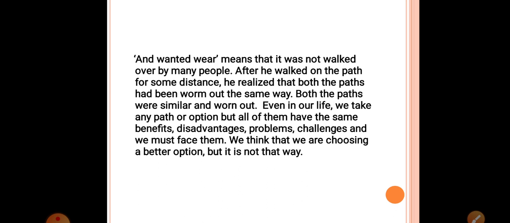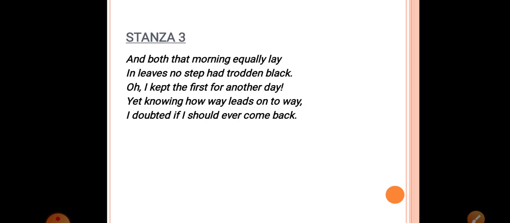Even in our life, we take any path or option, but all of them have the same benefits, disadvantages, problems, and challenges, and we must face them. We think that we are choosing a better option, but it is not that way. Stanza 3. And both that morning equally lay, in leaves no step had trodden black. Oh, I kept the first for another day, yet knowing how way leads on to way, I doubted if I should ever come back.